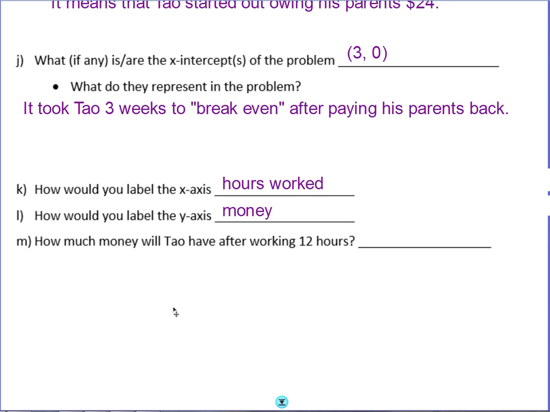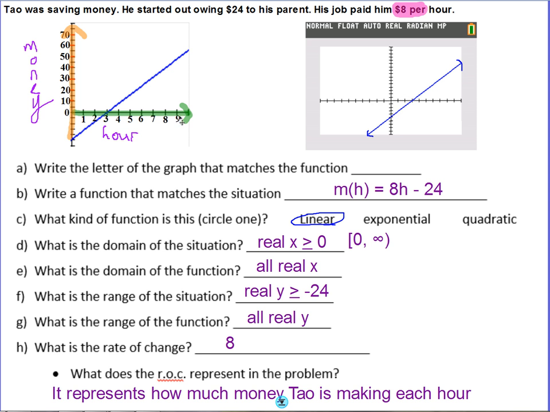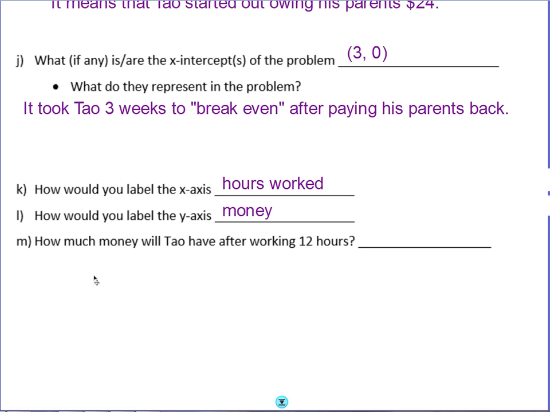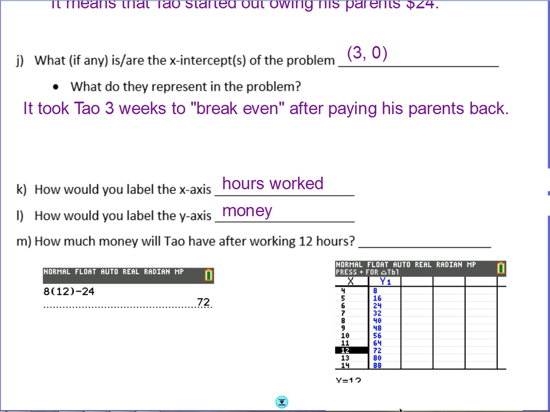How much money will Teo have after working 12 hours? Oh, is it in the graph? Nope. The graph only goes up to 9. So we're going to have to come down here, and we have a couple choices. Again, we could just type it in the calculator, 8 times 12, subbing in 12 for h, minus 24 is 72. Or if you typed it into your y equals, you could go to the 12 level and see that it's $72.